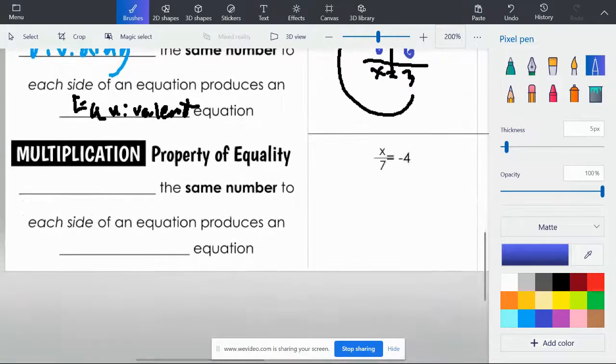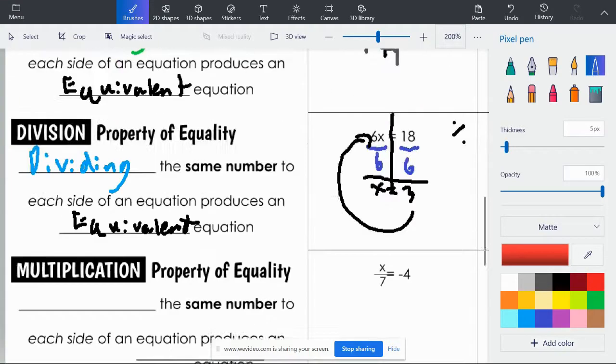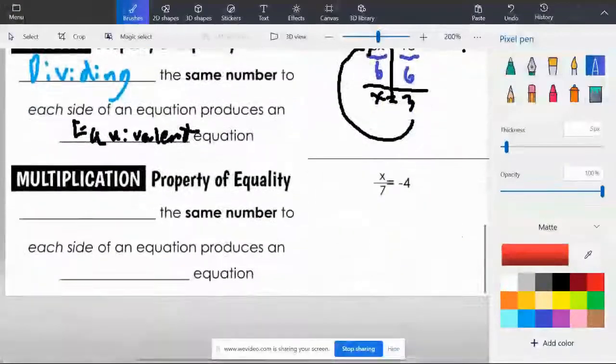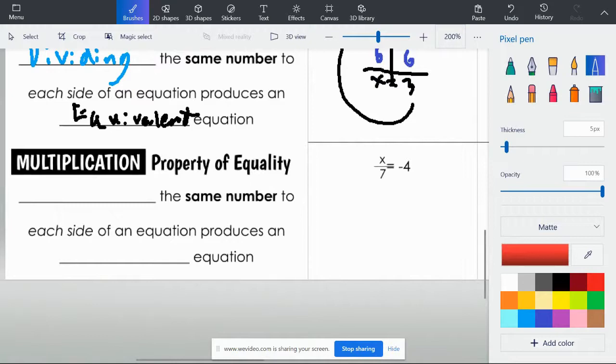And last one down here, multiplication. I think I used a red for that. If I didn't, you can change it up. But the multiplication property of equality just says multiplying the same number to each side of an equation produces an equivalent equation.